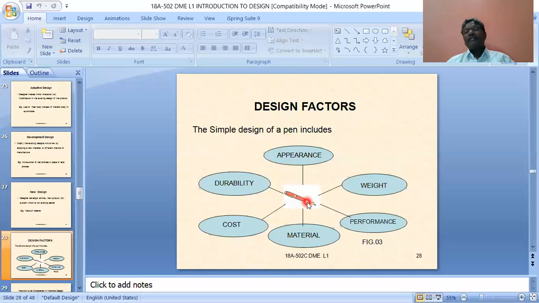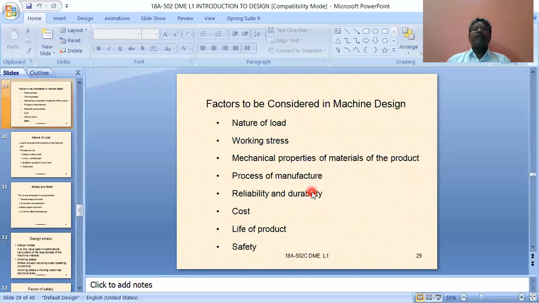Similarly, the design of any machine or any product needs different factors. So let us see what factors we have to take into account for the design of any product. Here are the factors generally used for machine design or mechanical engineering design. The factors to be considered in machine design. Number one factor is, there may be other factors also, but here are the most important parameters or factors.